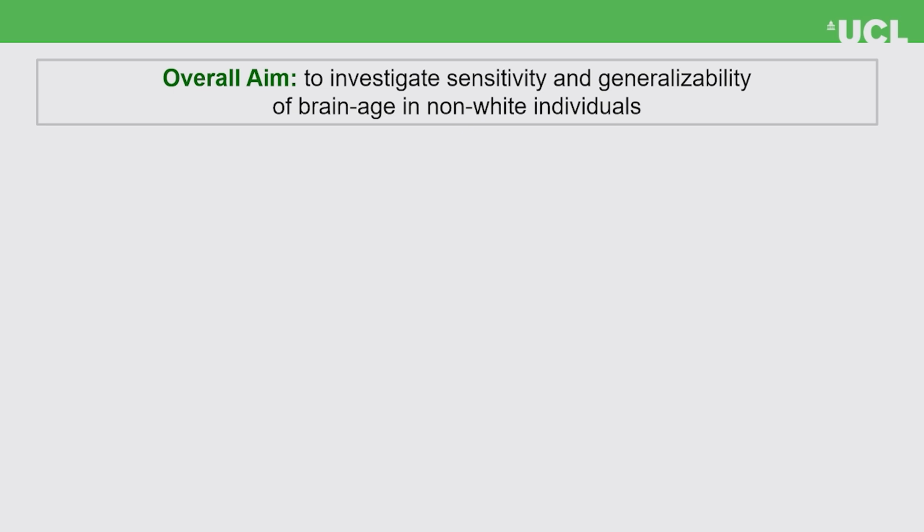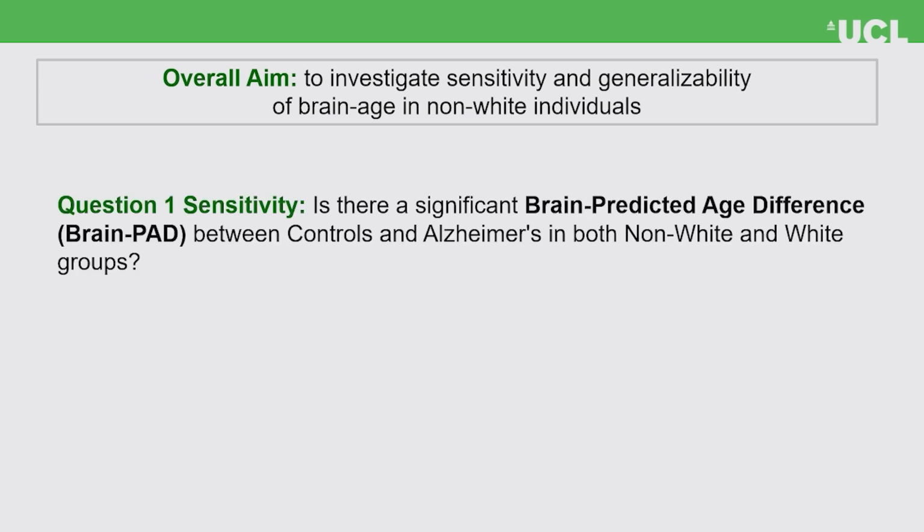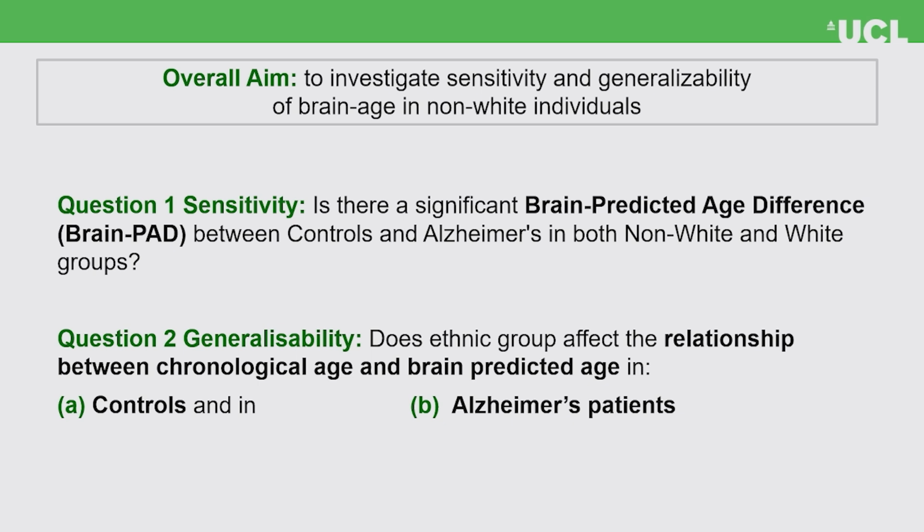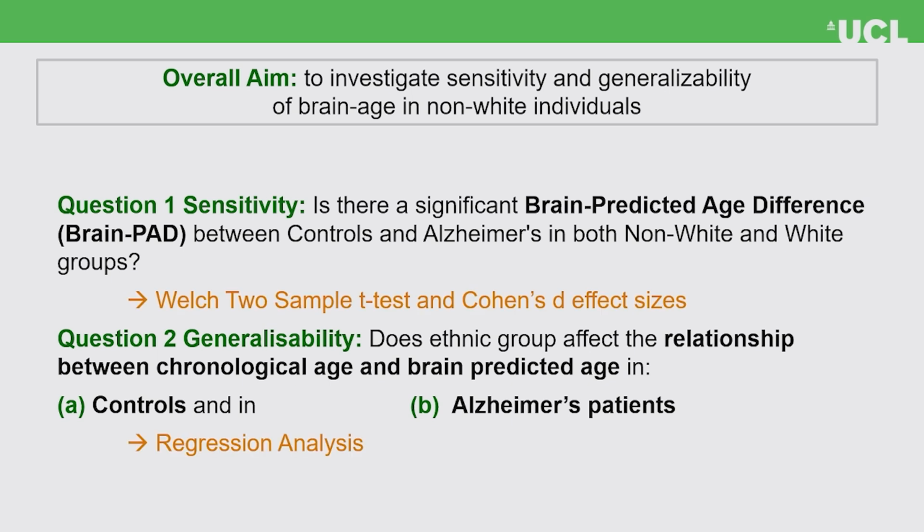To answer our overall aim, we broke it down into 2 questions. So for our first question, we looked at the sensitivity. So we wanted to answer whether there's a significant brain predicted age difference between controls and Alzheimer's in both the non-white and white groups. And our second question looked at generalizability, specifically whether ethnic group affects the relationship between chronological age and brain predicted age in controls and in Alzheimer's. And to answer these questions, we used the Welch two-sample t-test and a Cohen's d effect size, as well as a regression analysis.